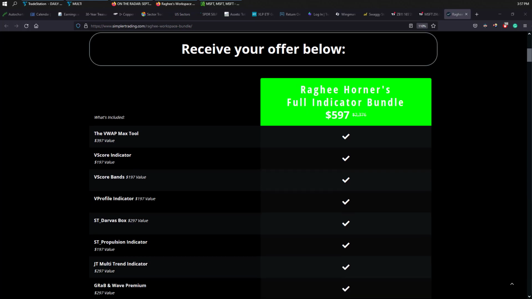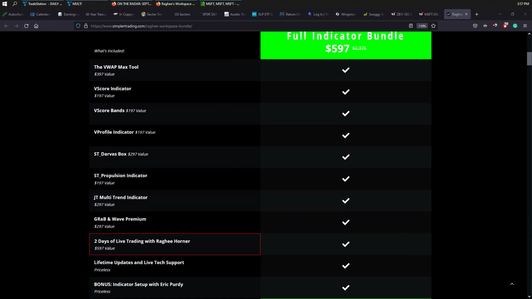And what we're going to dive into now, we talked about the overall 3 groups of indicator types on my charts in video 1. We talked about the importance of volume prioritized analysis in video number 2 with the VWAP max, V-score, V-score bands, and V-profile indicator. Now we're going to jump into the Darvas box and propulsion. Now this is how I like to automate support and resistance.